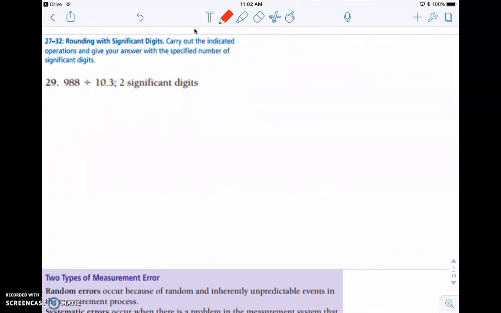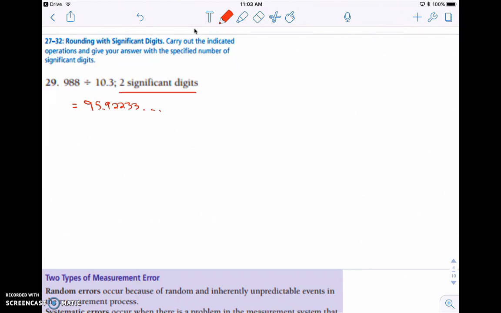Now sometimes we can be asked to divide or do an operation mathematically and then round it to the number of significant digits that we're asked for, which is, in this case, 2. So if I take 988 and I divide it by 10.3, when I throw it in my calculator, I'm going to get 95.92233, and it just keeps going.